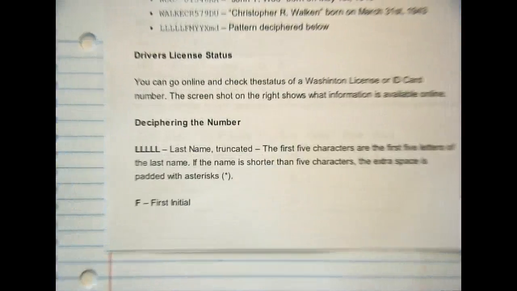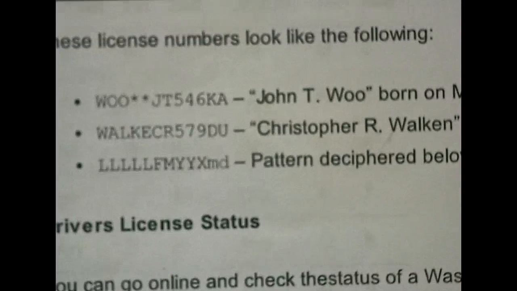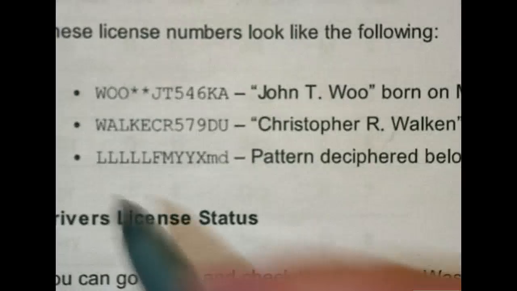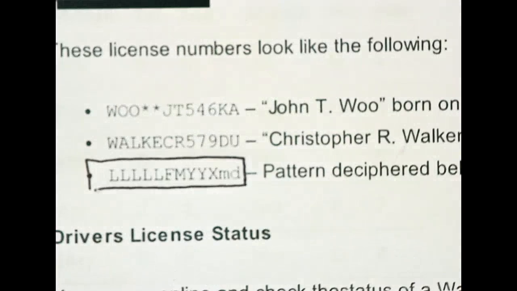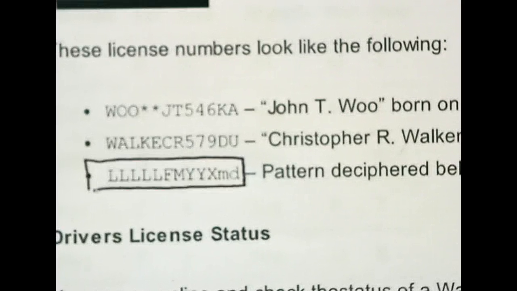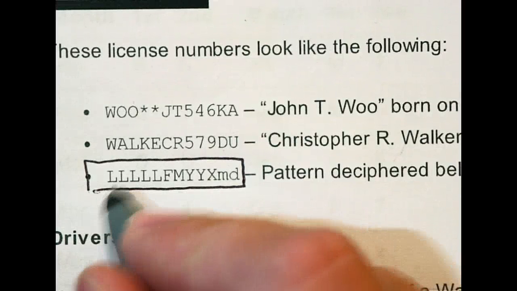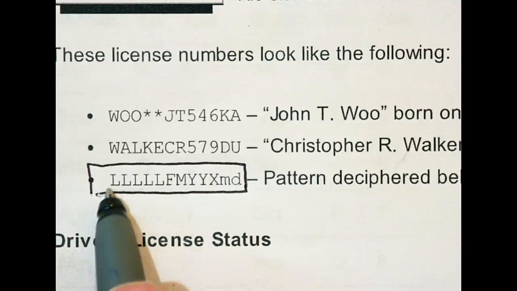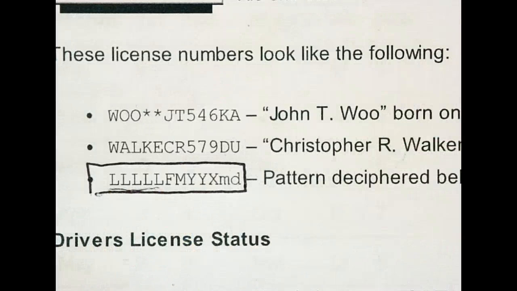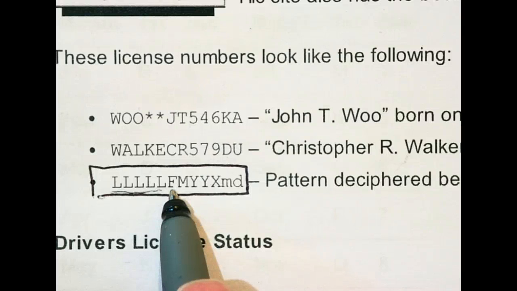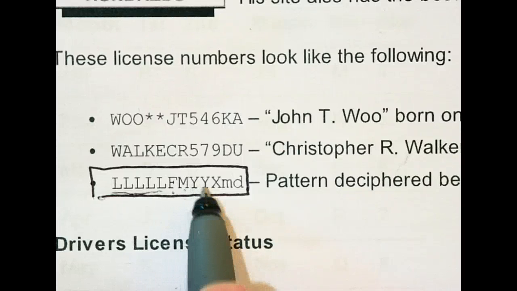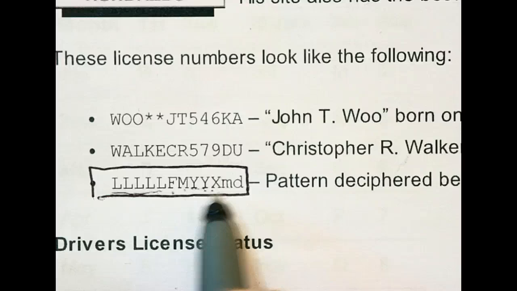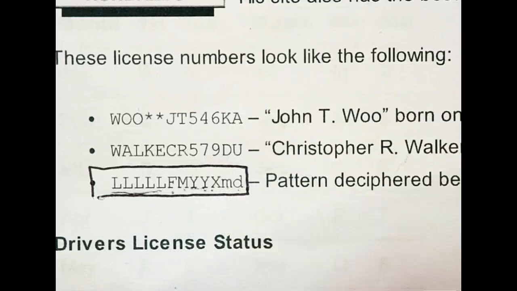Your driver's license number has a pattern that is deciphered. Now, let me give you this piece here. This is the format of your driver's license number. Now, let me explain exactly what that means. The L stands for last name, first 5 letters of your last name. Now, we'll get to it if you don't have 5 letters in your last name. The F stands for first name. The M stands for middle initial. This stands for year. X is a special code. M and D also are special pattern codes.